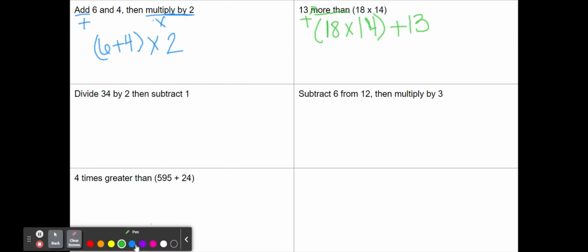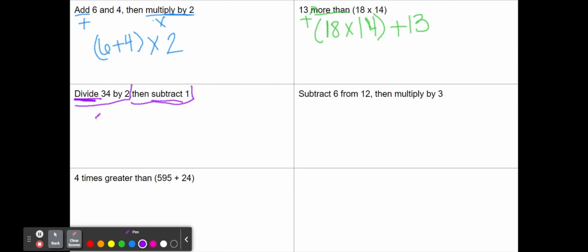Now let's look at the next one. In this particular problem, we have the words divide and subtract. It wants us to divide by 2 and then subtract 1. Let's start with just the first part. It's all about breaking it into two different operations, so as not to confuse yourself.